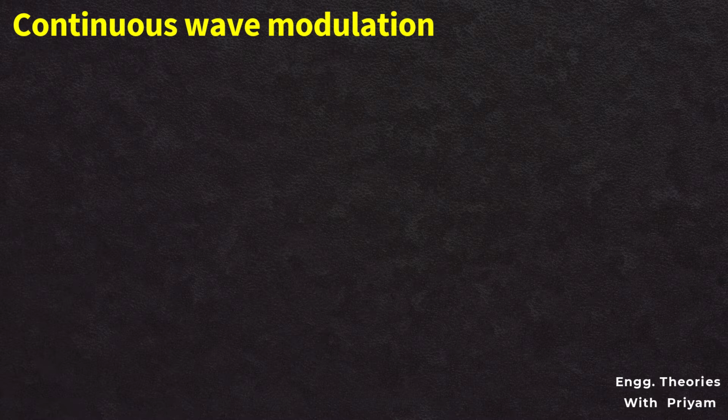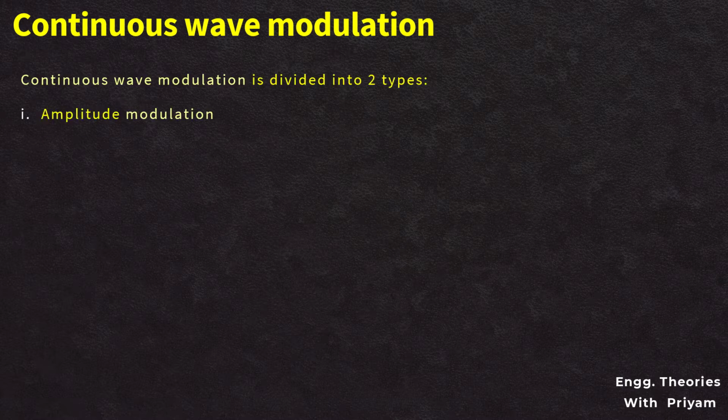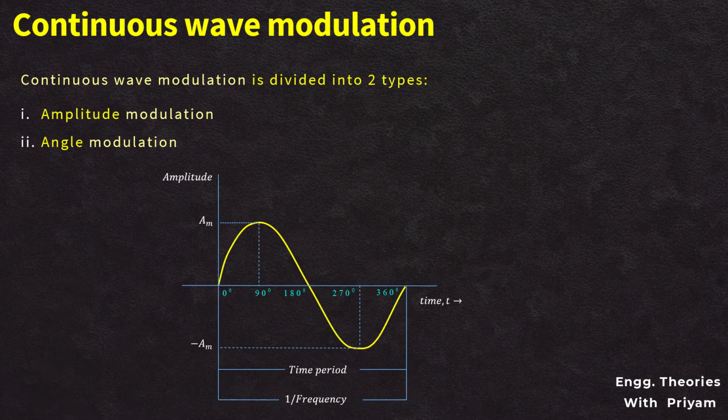Now, continuous wave modulation is divided into two types: amplitude modulation and angle modulation. In the continuous wave modulation, we have said that carrier signal is a high frequency sinusoidal signal, and it has characteristics like amplitude, frequency, and phase. According to the definition of the modulation, these characteristics of the carrier signal will be varied in accordance to the message signal or modulating signal.